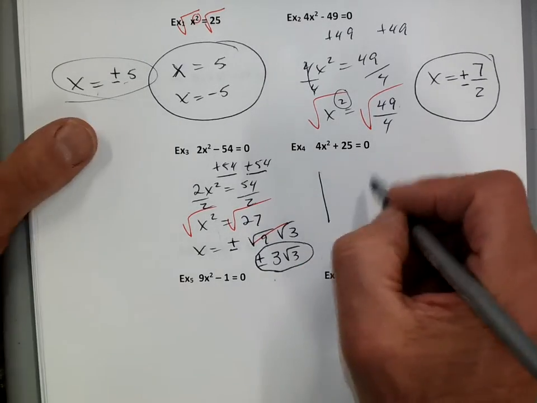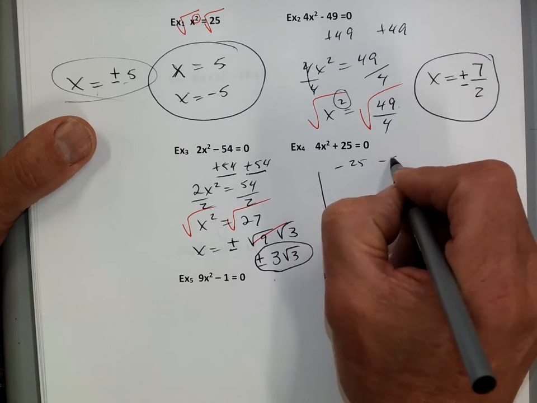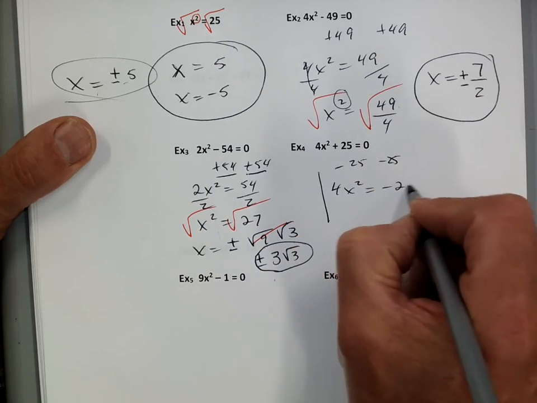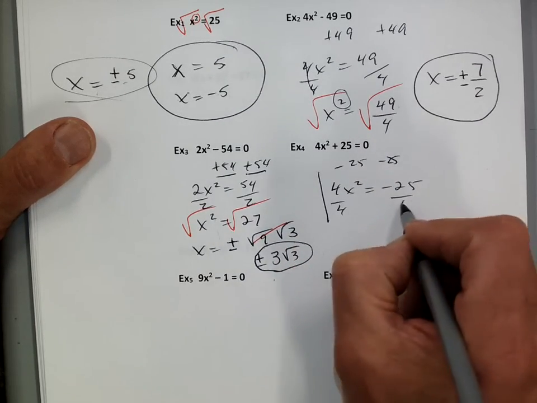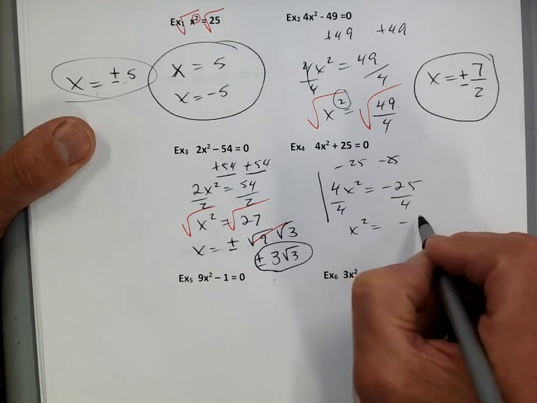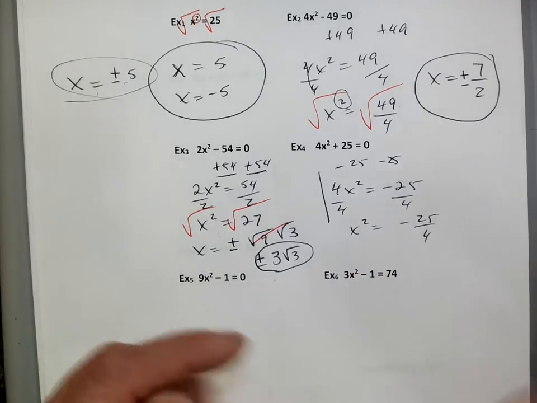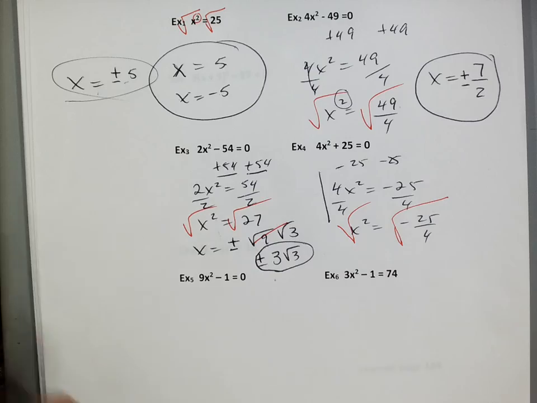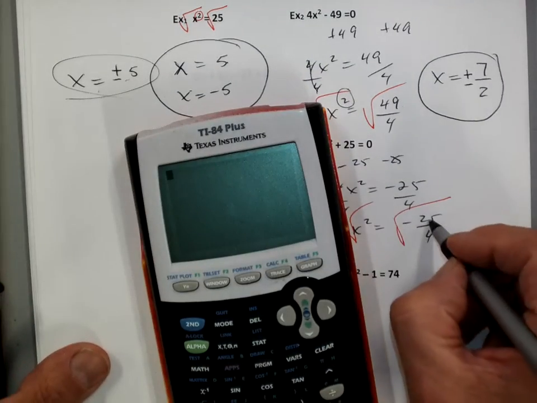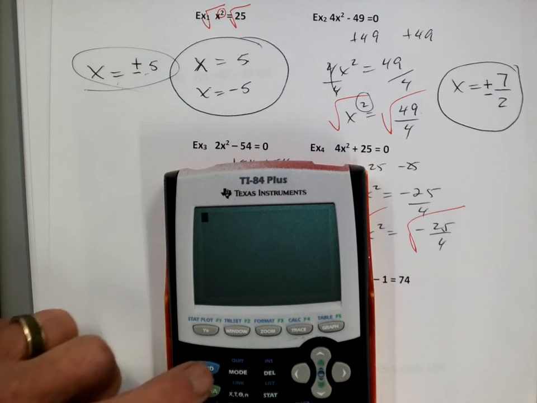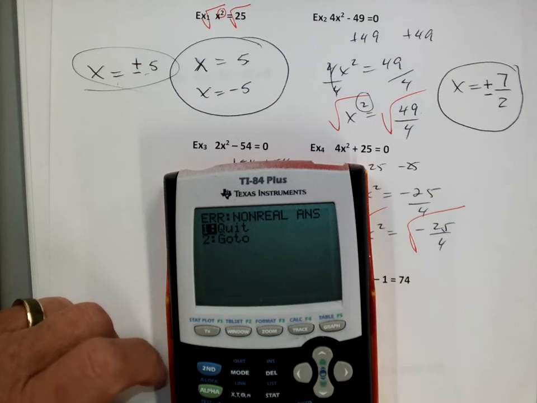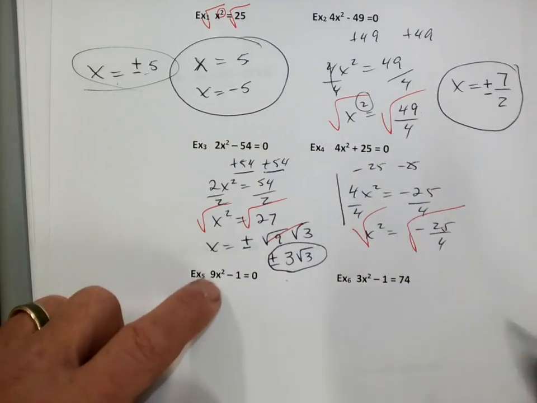Example 4, same way. I go minus 25 on both sides. 4x squared equals negative 25. I'm going to divide by 4. I'm going to have x squared equals negative 25 over 4. And I'm going to square root both sides, right? But here's the problem. You cannot take the square root of a negative number. You cannot take the square root of a negative number. Check it out. If I go square root of negative 25 divided by 4, not real. So this is no solution.